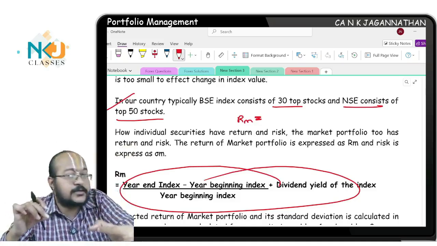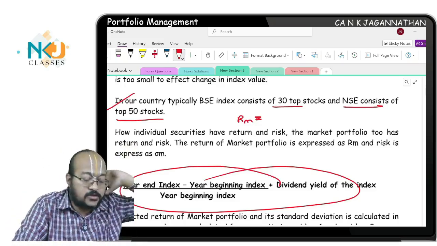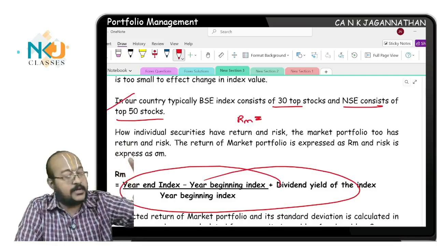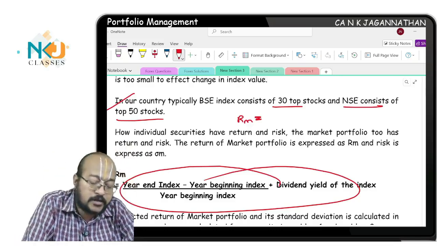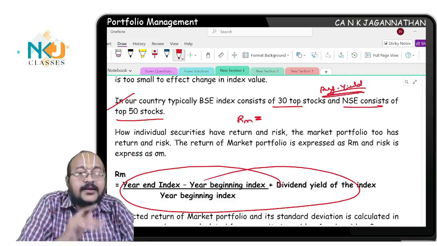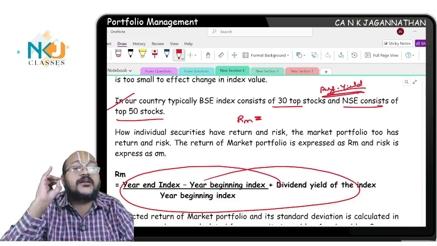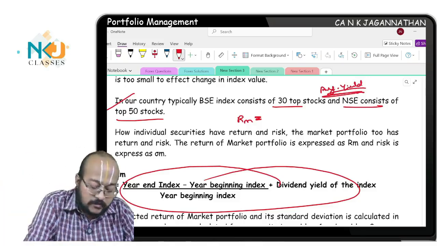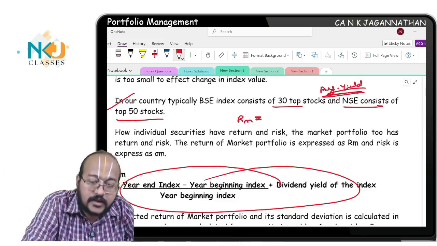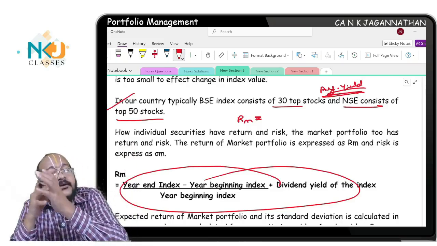But apart from that, there is one important thing you need to understand, the dividend yield. The stock exchanges, BSE and NSE, will publish the average yield during this period for the index also, which means for Nifty. The dividend yield will also be published. You need to consider this dividend yield, because return comes from two sources, capital gain and the dividend portion.